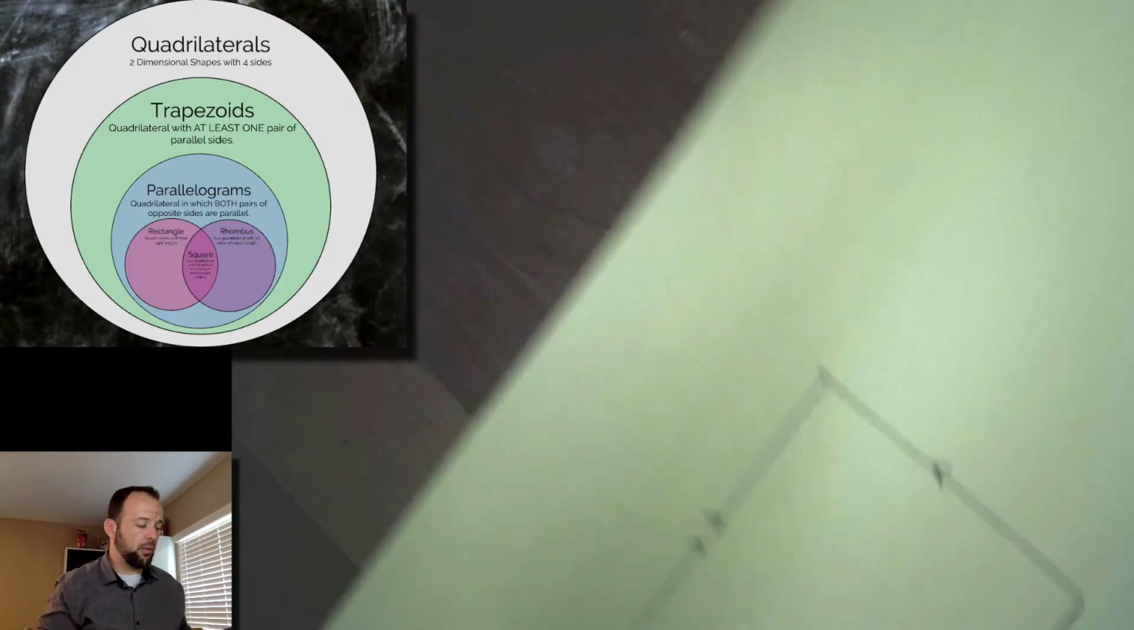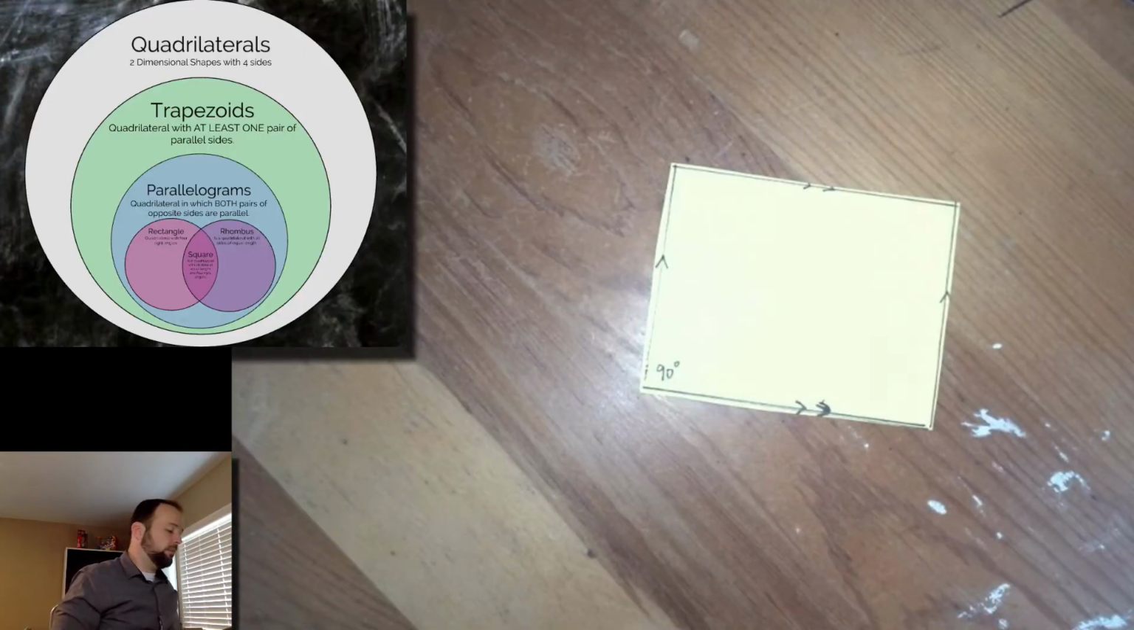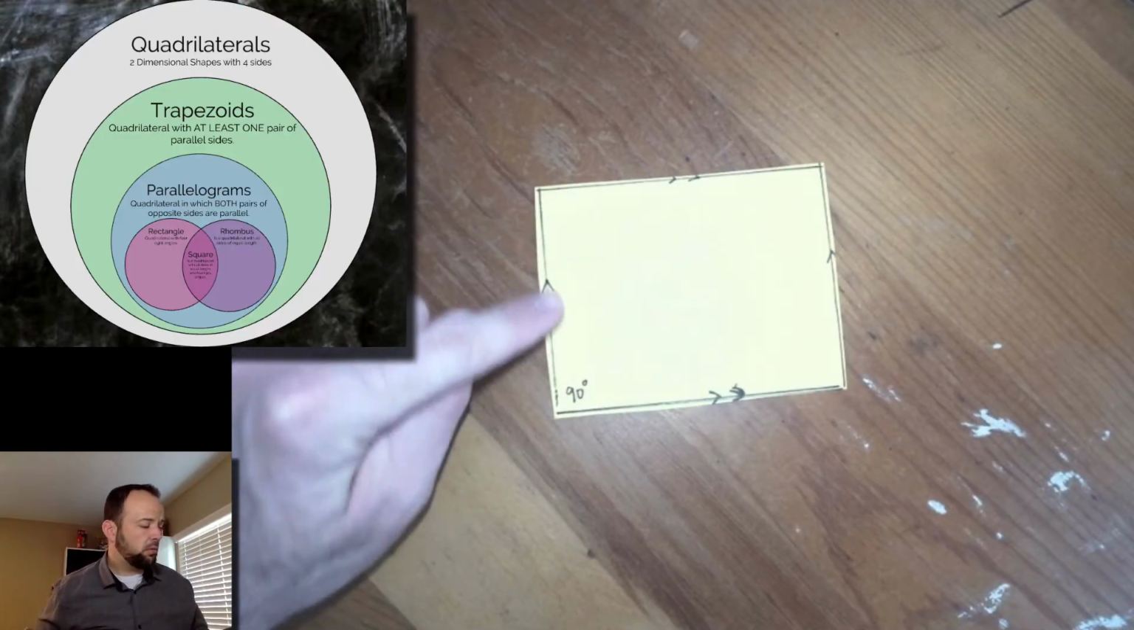So what we're going to do next is cut this out, because we're going to look at a couple different things about this rectangle, and cutting it out is going to make it a little bit easier to do that. All right, here's my rectangle.